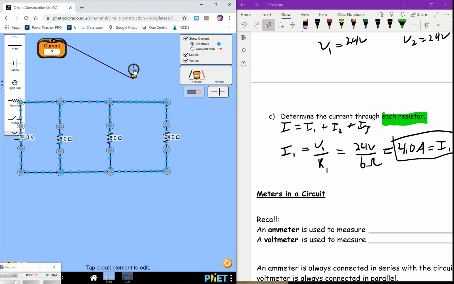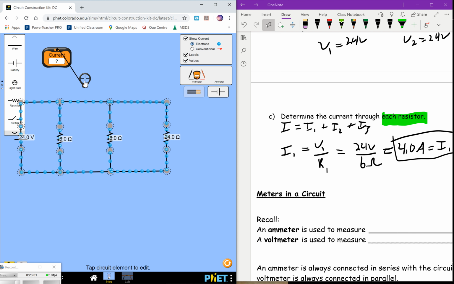Now if we put this coming out of the battery, we can check the amperage. We can check that as it goes down the line. We said the total was 8 amps. So we should have 8 amps coming out of the battery. And we do. Now if we check the other side, we also have 8 amps. Who would have thunk it?